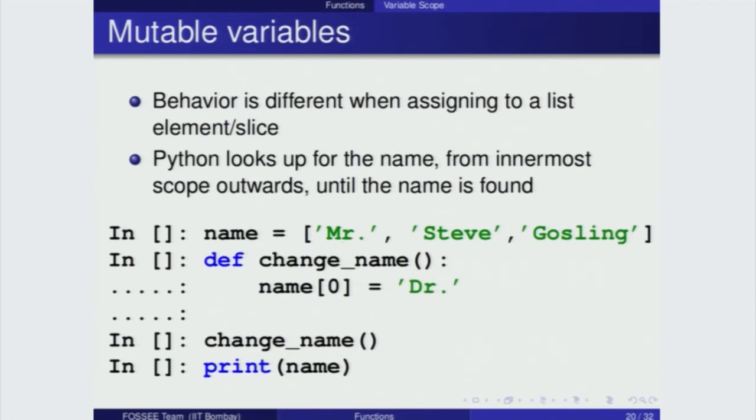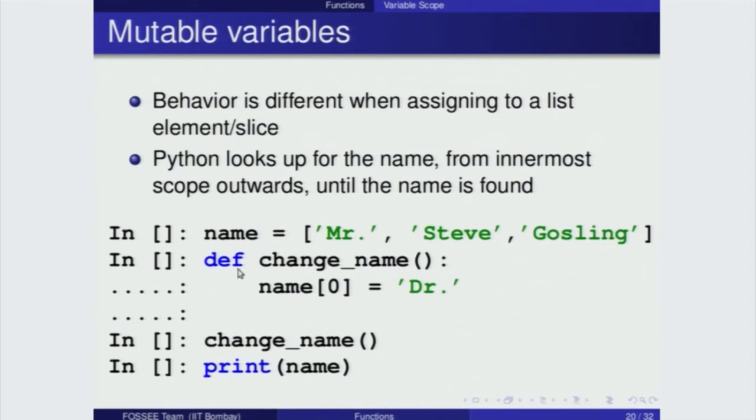Sometimes you have mutable variables, right? So please try this example. I hope you have typed this. Notice what happens. So when you do this, name is Mr. Steve Gosling, all three are separate elements of a list. So this list has three elements, Mr. Steve Gosling. Now when you do change name, what is happening?